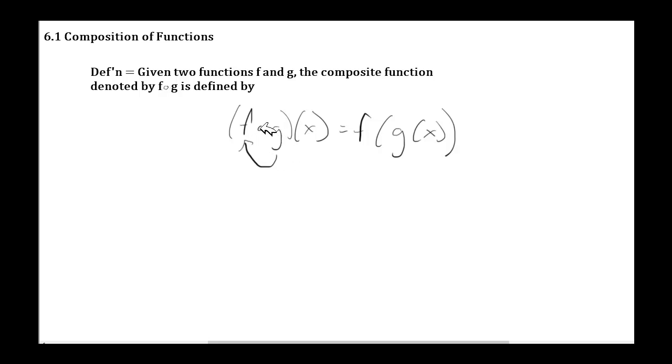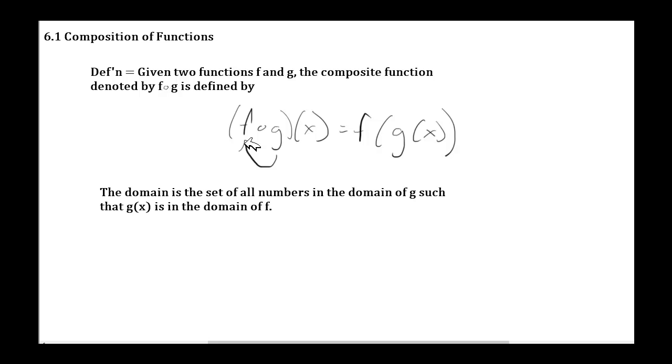Whatever function is to the right of a little o is inputted in the function to the left of a little o. Okay, and let's get the domains here. The domain is the set of all numbers in the domain of g such that g of x is in the domain of f. So the way to understand this is you're always going through that inputting function first. Any problems with g continue out throughout the whole problem of the composition. Okay, so let's take a look at an example.